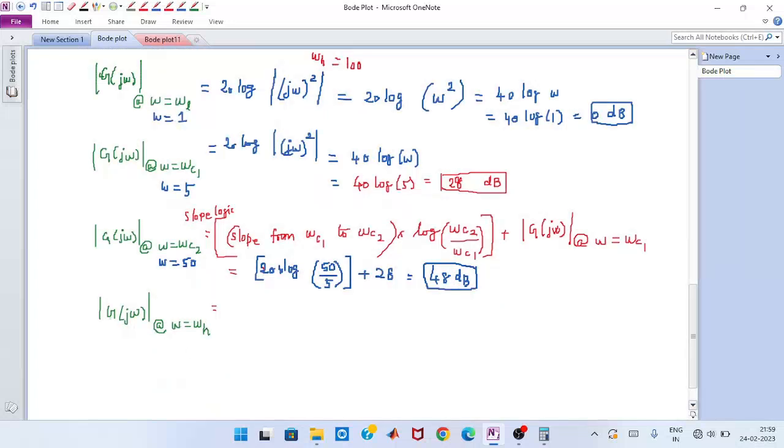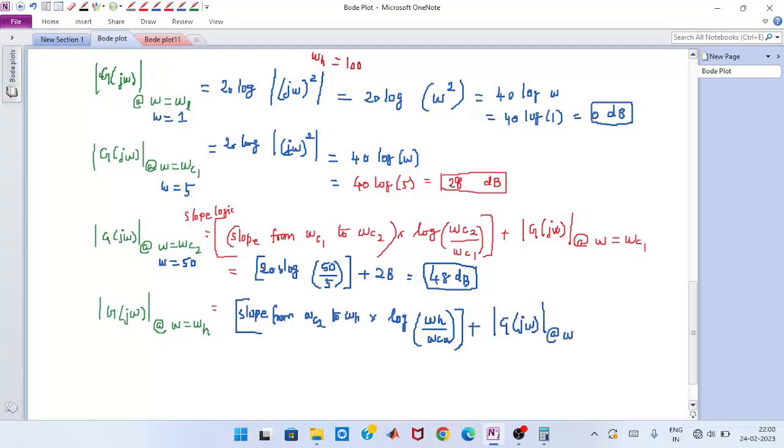When you want to find out g of j omega at omega equal to omega h, the same slope logic you have to consider, but the slope from omega c2 to omega h must be considered, and the logarithmic factor of current frequency omega h and the previous frequency omega c2. This value is added with the value of g of j omega at omega equal to omega c2, the previous one. So that we have to take into consideration.